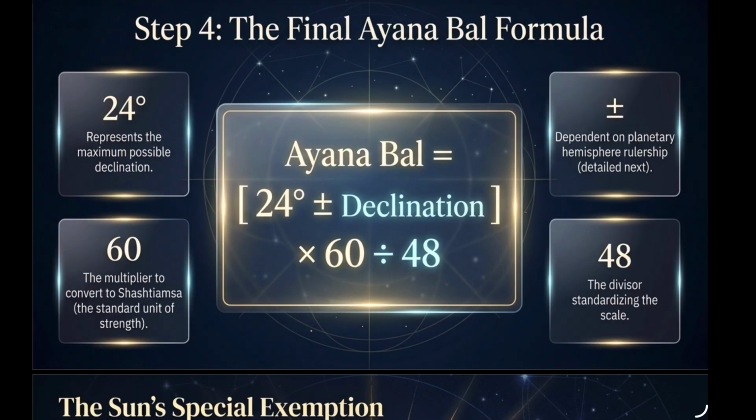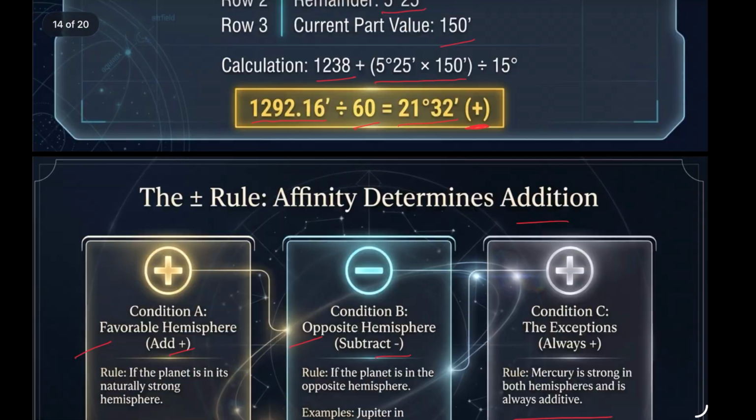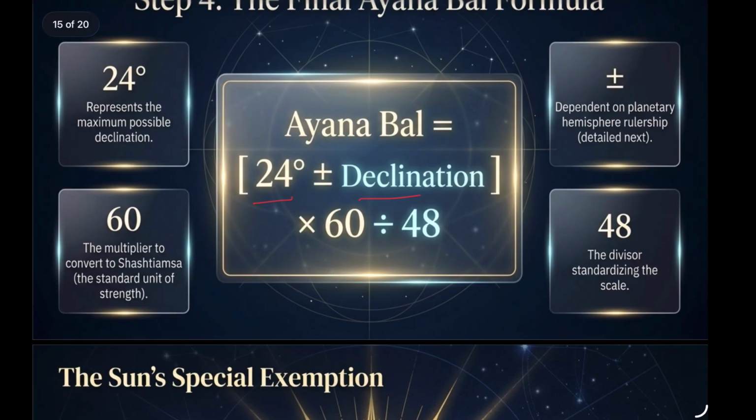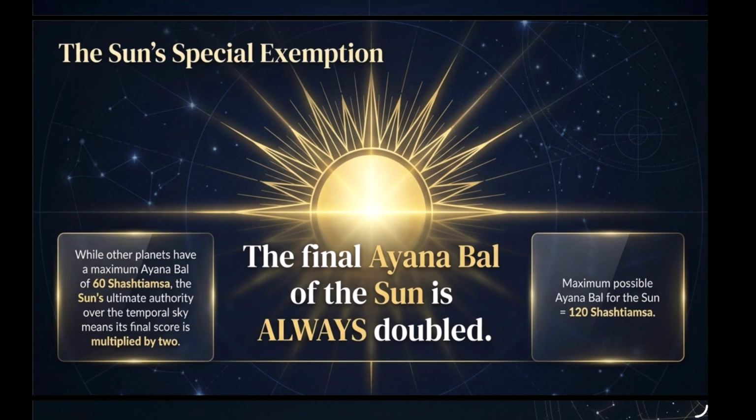And this is the final formula for calculating the Ayana Bala. It is 24 degrees plus or minus the declination value, whatever value you have calculated here based on plus or minus. We multiply it by 60 and then divide it by 48 to get the Ayana Bala. Always remember, the Sun is a special exemption and we always double the Ayana Bala of the Sun after calculating. That means we get the simple calculation like the others and then multiply it by 2. The rest of the planets will have a maximum of 60 Shashtiamsha and the Sun will have at most 120 Shashtiamsha.